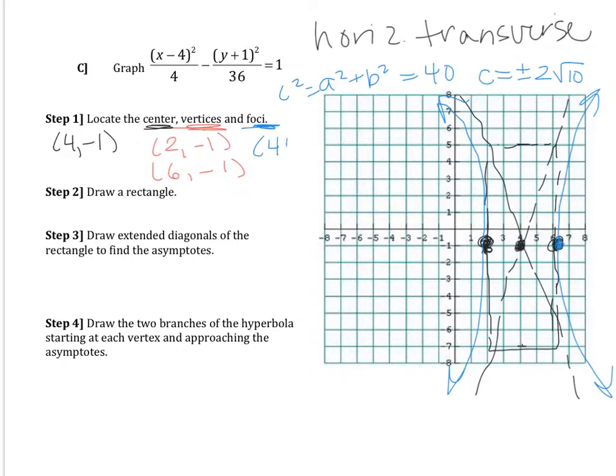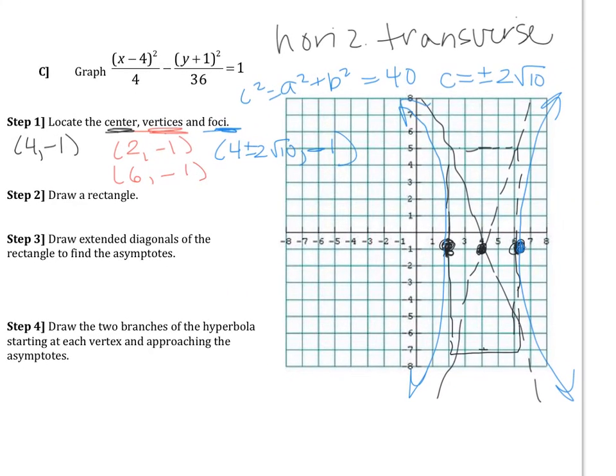which means they have coordinates (4 plus or minus 2 root 10, -1), right? Because the foci are going to be along this axis on the outside of the vertices. They're going to have a y coordinate of -1, but they're going to have an x coordinate of 4 plus 2 root 10 and 4 minus 2 root 10.